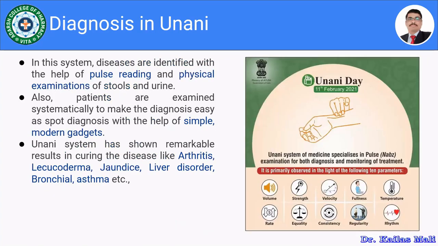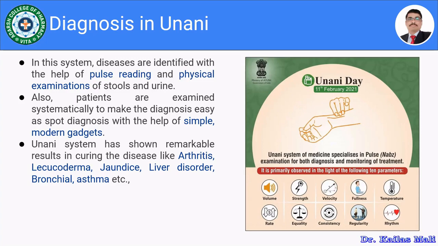So let us move towards diagnosis in the Unani system of medicine. Like Ayurveda or the Siddha system of medicine, here also the disease is identified with the help of pulse reading and physical examinations of the urine. The main focus is on the physical examination of urine and stool and the measurement of the pulse. Also, patients are examined systemically to make diagnosis easy, as a spot diagnosis with the help of simple and modern gadgets. There are many modern ways by which it is possible to diagnose the patient in the Unani system of medicine.